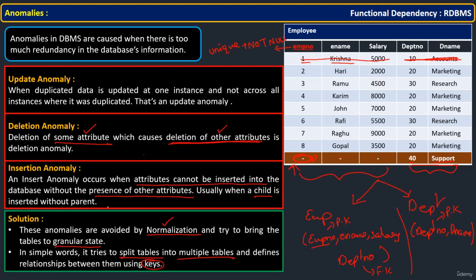And insertion anomaly: if you want to insert some attribute data, to insert that information we need other information which is not available right now. Here, the EMP number is not available, but the new department data is available. But we are unable to insert this 40 and support. Okay. So for all these things, we are providing the solution in the form of normalization, which we will see clearly in the coming lectures.